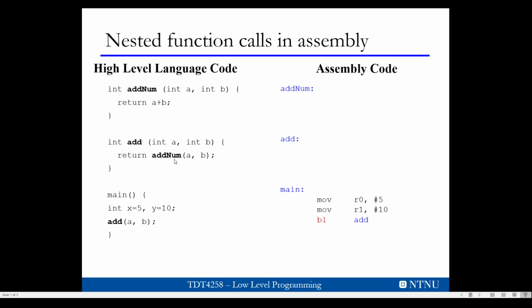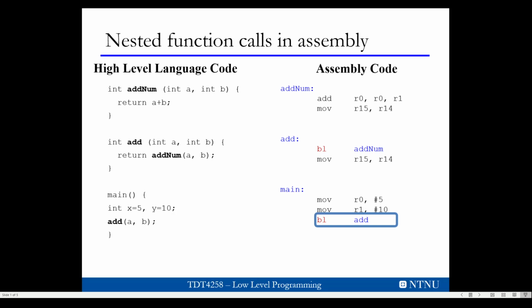Add function here just makes a function call to add num function, so we use BL, which calls add num function, and then it returns back to the main function. Add num function does the addition and returns back to add function. So this is how assembly code for nested function calls can be written. Now let's try to see what happens when we try to execute this code.